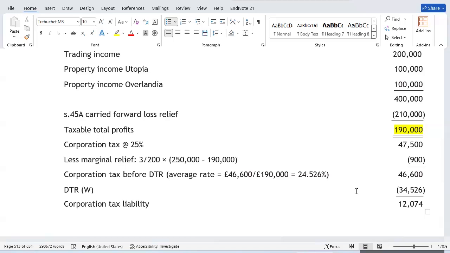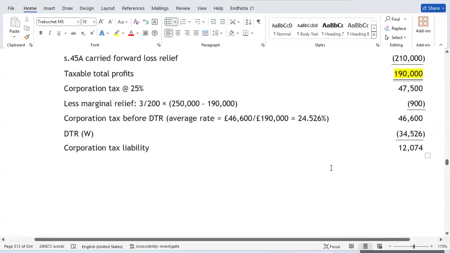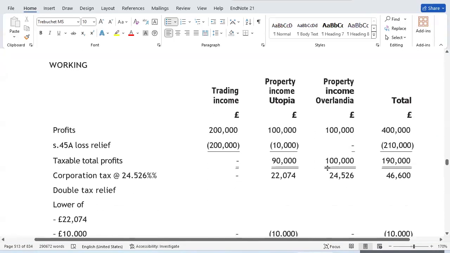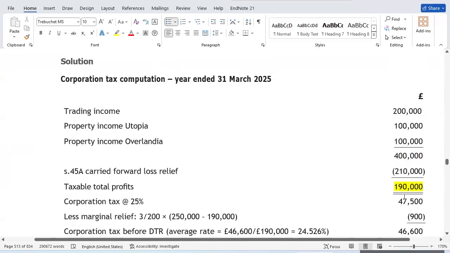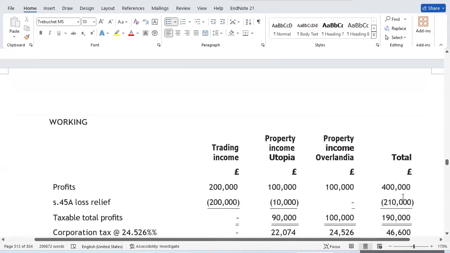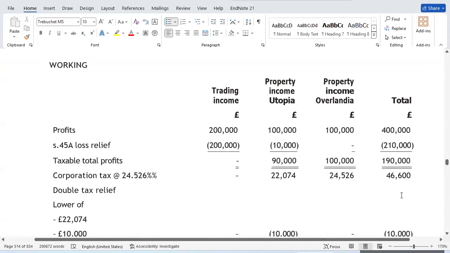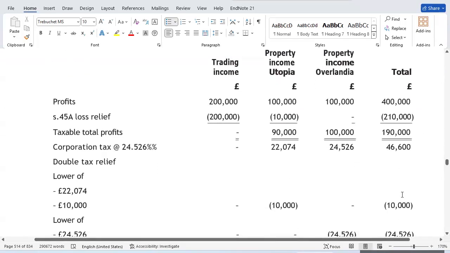Most of you are quite clear in your workings, but there's a minority who just don't write anything, and that is very dangerous. Here, my corporation tax should also tie back to 46,600. It should tie back, but sometimes it cannot because maybe you used 3 decimal points, so it's okay. 1 or 2 pounds different is okay.